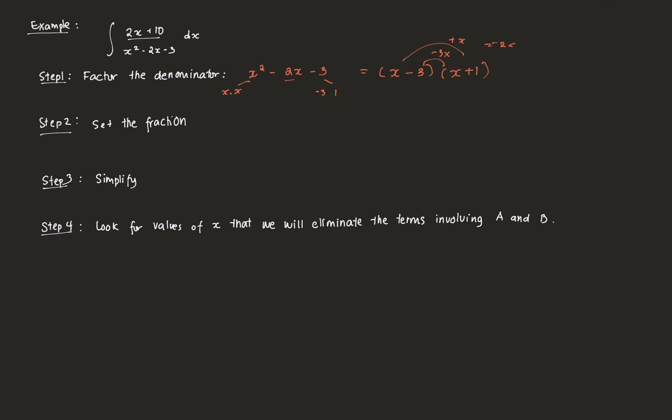The second step is to set up the fraction. Remember, our original function is 2x plus 10 over x squared minus 2x minus 3. We're going to break it down into the sum of two simpler functions, in this case two partial fractions. The denominators of these will be x minus 3 and x plus 1. But what will be the numerators? Well, we don't know yet, so we'll set them as A and B. That's our fraction there.